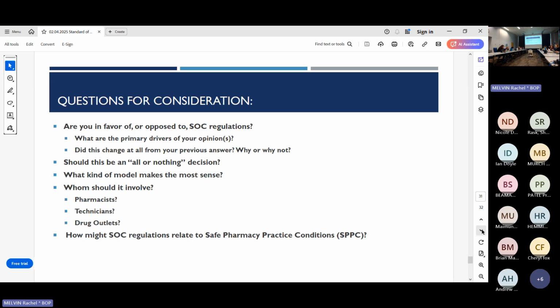Idaho currently allows the pharmacist to delegate tasks to the technician, essentially without boundaries, and they're allowed to determine, again, the technician's scope of practice, which is related to the technician's degree of education, training, and experience. So whom should those regulations involve? Pharmacists only, technicians, drug outlets as well? And I've already alluded to the fact that standard of care regulations are in several ways related to safe pharmacy practice conditions.